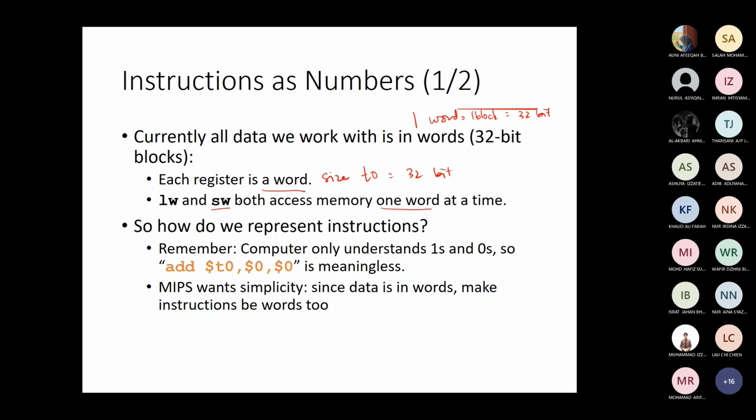So how do we represent instructions? So remember, computer only understands 1 and 0, binary only, right? So if we write add T0, register 0, and then register 0, it is meaningless to the machine itself. So we need to represent it in binary. Okay, so MIPS wants simplicity. Since data is in words, so we make instructions become words too.